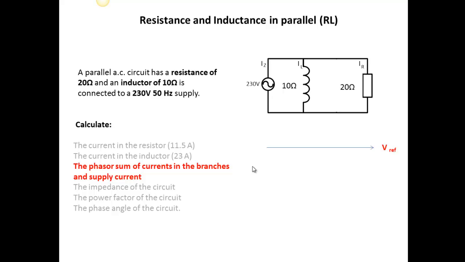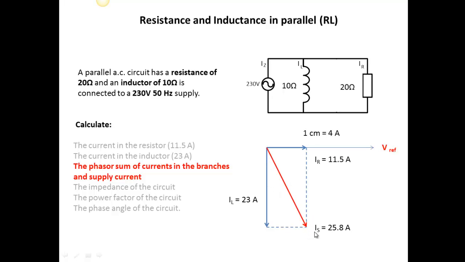So we're going to take voltage as our reference. We use 1 centimeter to equal 4 amps. And there's my resistive current that's in phase with the voltage. And there's my inductive current that lags the voltage. Remember, in an inductive circuit, the current lags behind the voltage by 90 degrees in a purely inductive circuit. We're going to make a parallelogram, and then we're going to find the resultant here. And the resultant is a length of 25.8 amps.